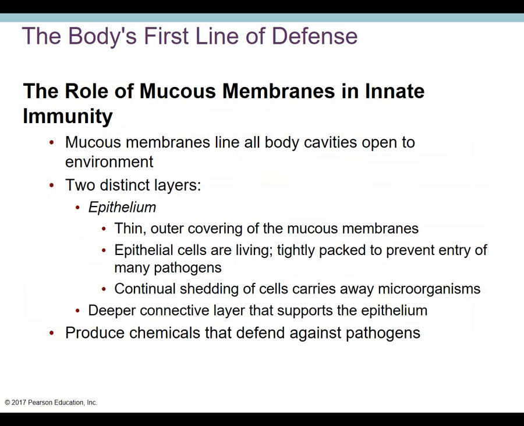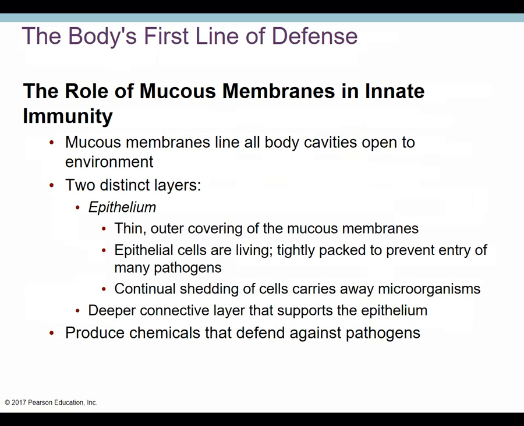Now, the mucous membranes are the layer of tissue that lines your body cavities that have interaction with the environment. So the inside of your mouth, into your pharynx, the inside of your nose, that's all lined by mucous membranes. And mucous membranes typically secrete some kind of secretion that contains antimicrobial elements.